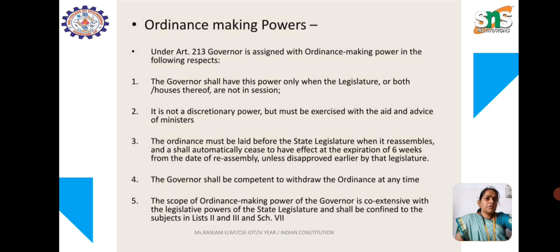Next is the ordinance power. This is based on Article 213. The governor is assigned the ordinance making power. Here the governor has this power only when the legislature, or both the houses, are not in session. It is a discretionary power but must be exercised on the aid and advice of the ministers. And also the governor shall be competent to withdraw an ordinance at any time.